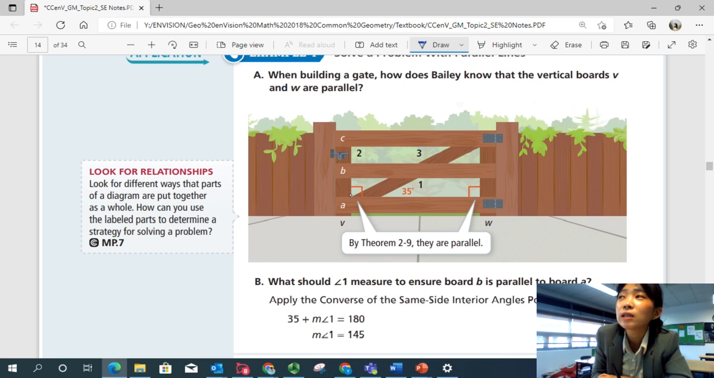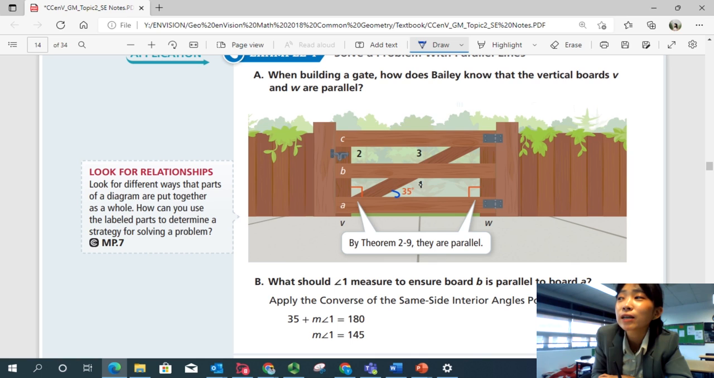And if they need to be parallel, what does one have to measure? Think about the same side interior angle theorem postulate. You have a 35 degrees angle given for this angle, and that's the same side interior angle to angle 1, which means they must be supplementary to each other. They add up to 180 degrees.